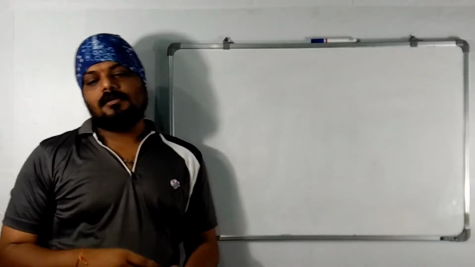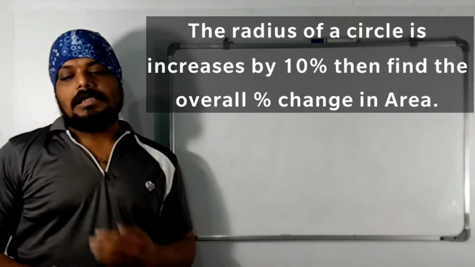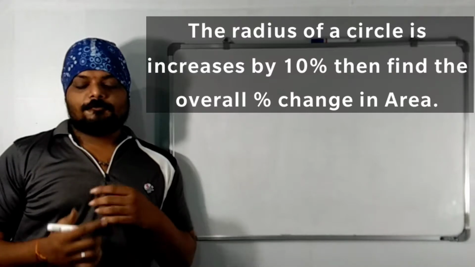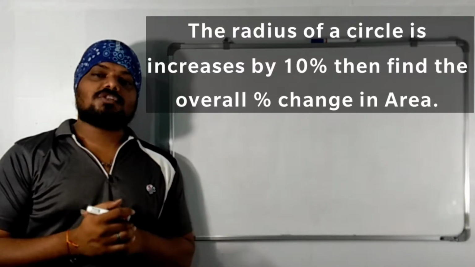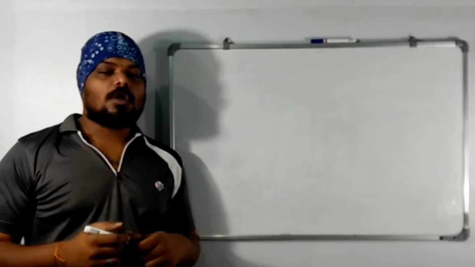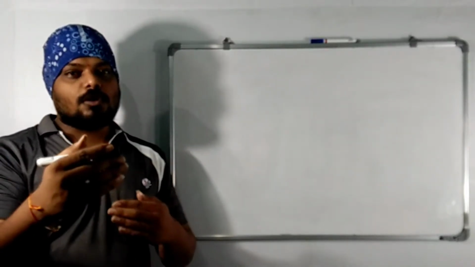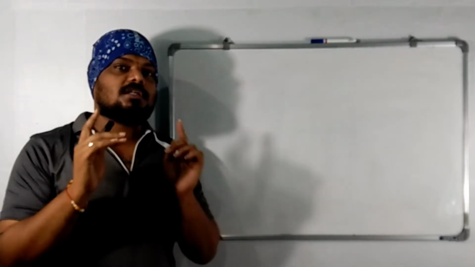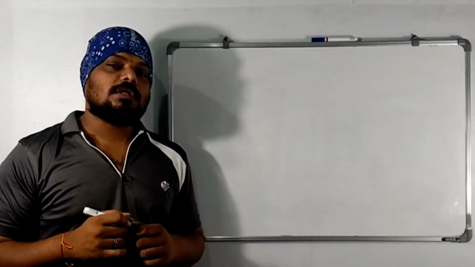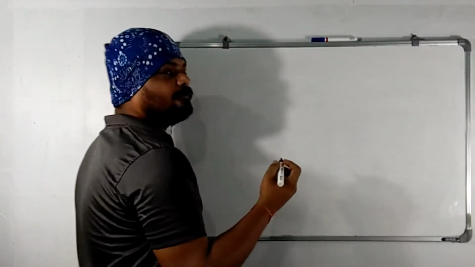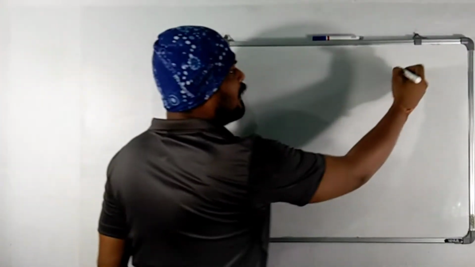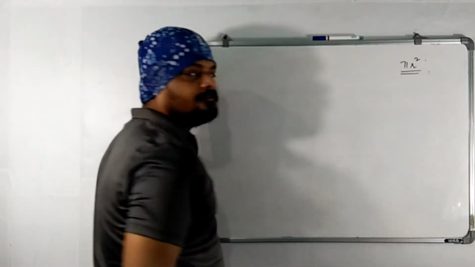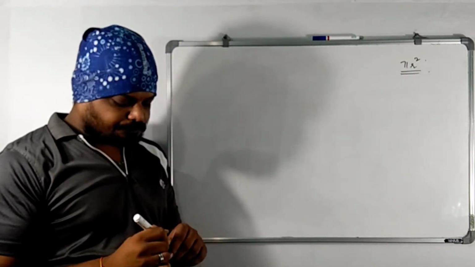So here is the third question. If the radius of a circle is increased by 10 percentage, then find the overall percentage change in area. Pause the video and try to calculate with 10 percentage in your mind. For calculating you will need a formula. What is the formula of area of a circle? The formula of area of a circle is pi r square. So this formula you will need here.